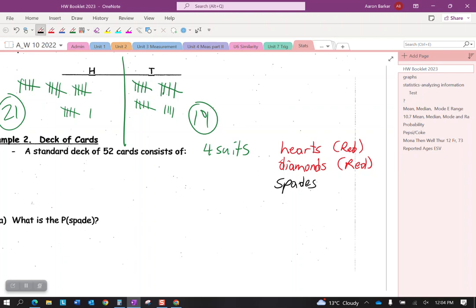Oh, that's bad. Oh, that's really bad. That's better. There we go. Spades. Then you have clubs. Clubs. Yeah, clovers or... Okay, there's your clubs. These ones are both black colors.